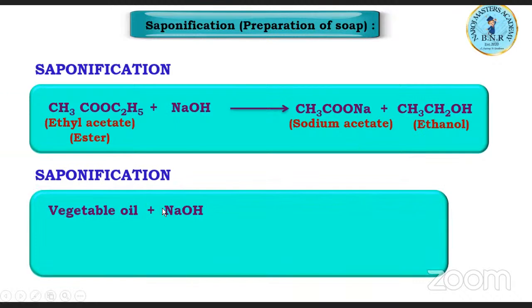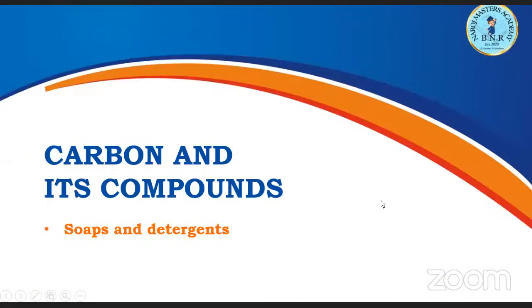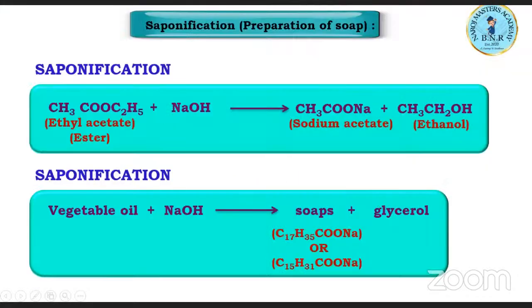Vegetable oil plus NaOH gives soap solution and glycerol. Is it right? Soap chemical formula: C17H35COONa or C15H31COONa. Okay, so let me stop the class here for today.